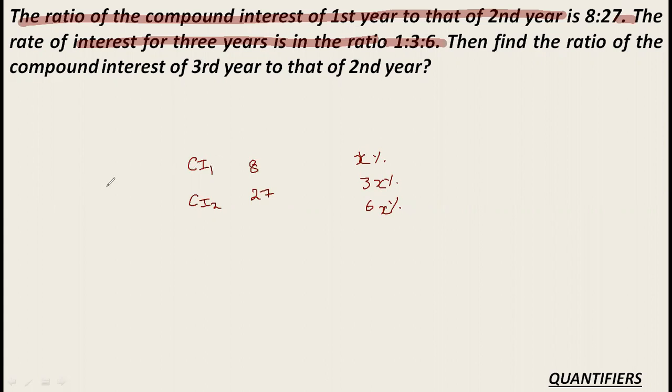Then find the compound interest of third year to that of second year. Compound interest of third year divided by second year. So this is what I need to find ultimately. Now there are two ways of doing this question. One is choosing our basic variables like the way we have learned, or the other way, just playing smartly.